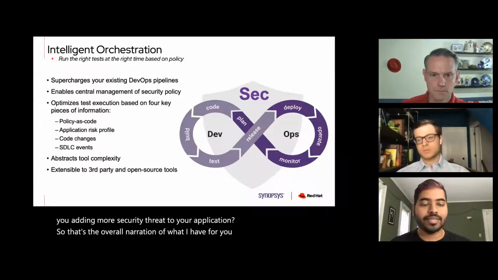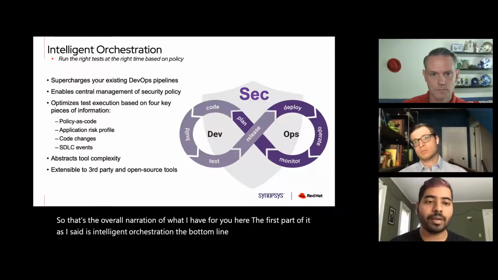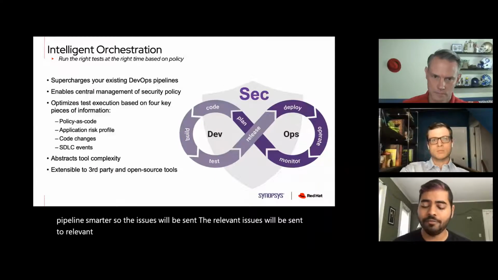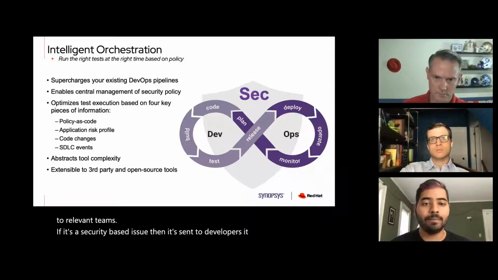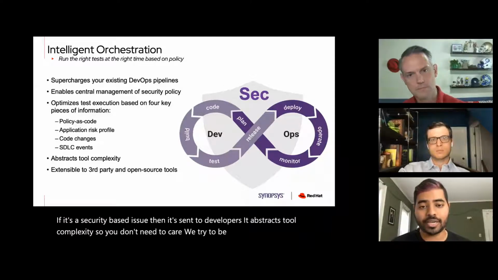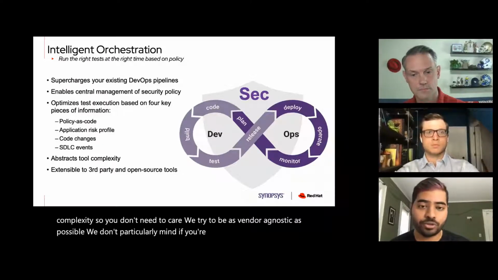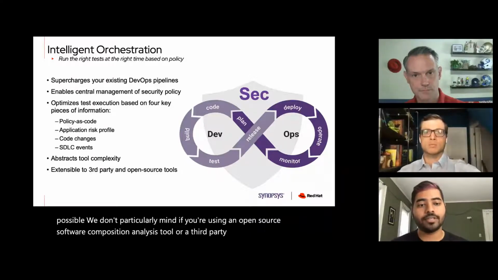The first part of it, as I said, is intelligent orchestration. The bottom line is it will make your pipeline smarter. So the relevant issues will be sent to relevant teams. If it's a security-based issue, then it's sent to developers. It abstracts tool complexity, so you don't need to care. We try to be as vendor agnostic as possible. We don't particularly mind if you're using an open source software composition analysis tool or a third-party enterprise or our own Synopsys Black Duck.